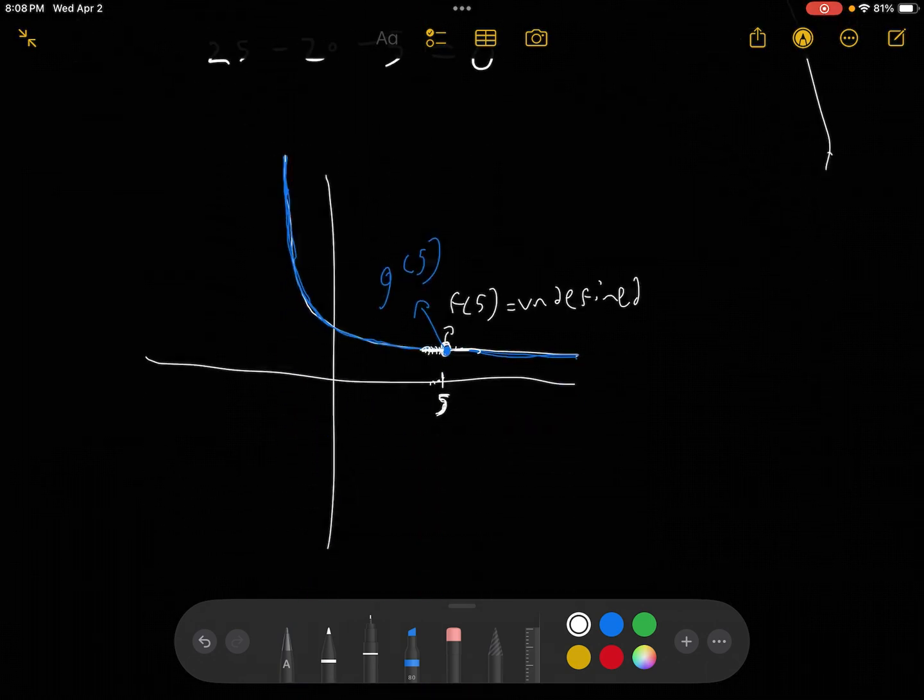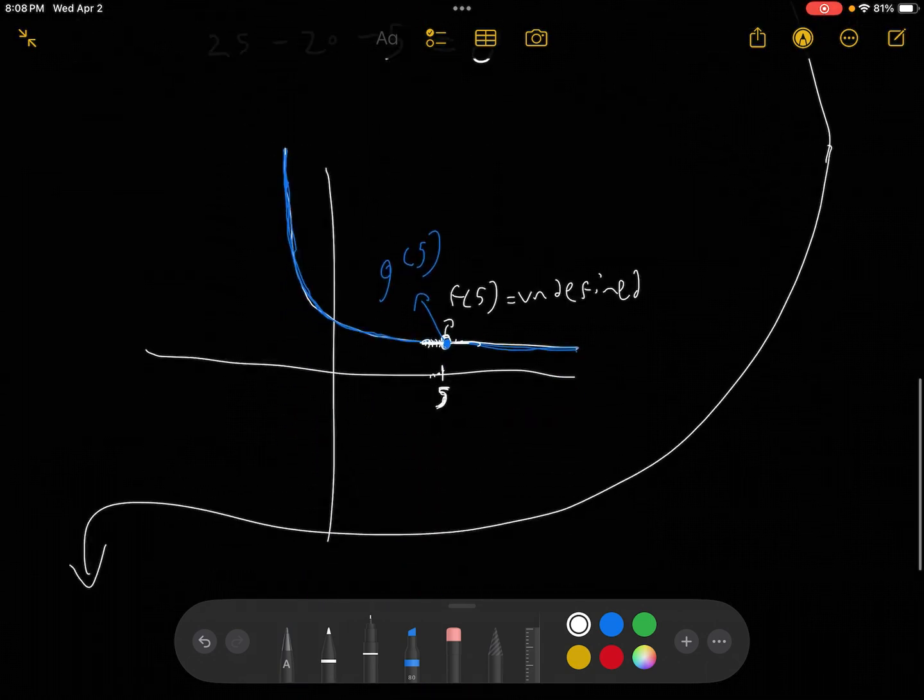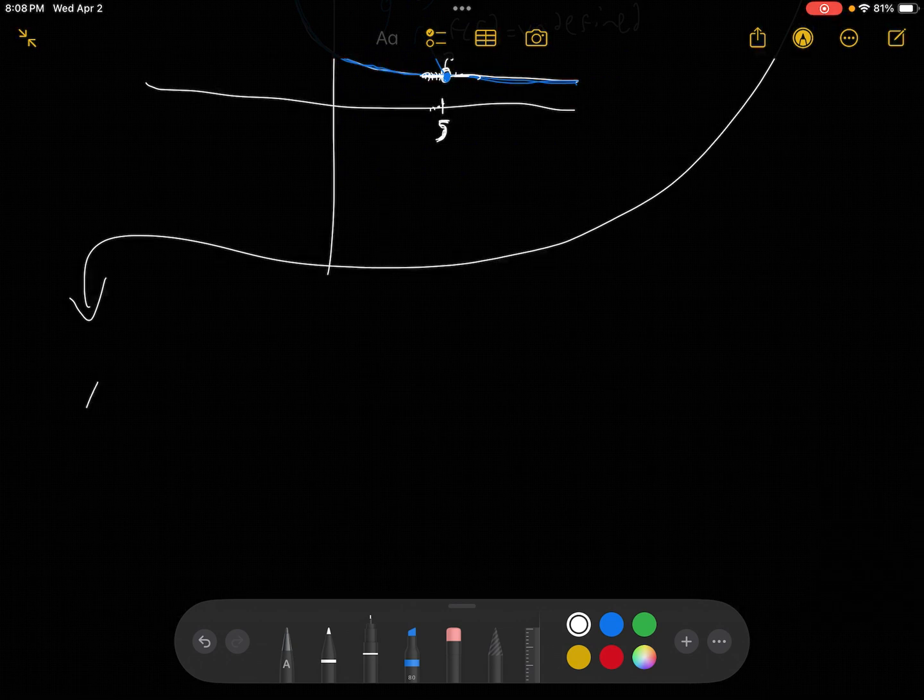So let's try and create this new equation. And the way we're going to do that is by manipulating this old equation and trying to simplify it.